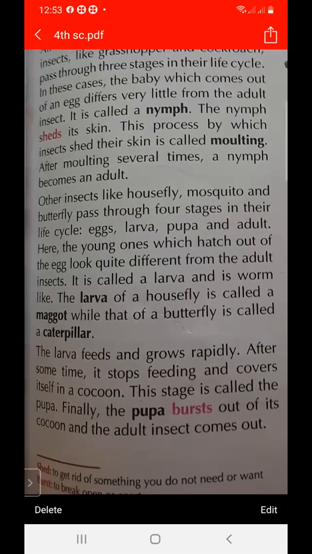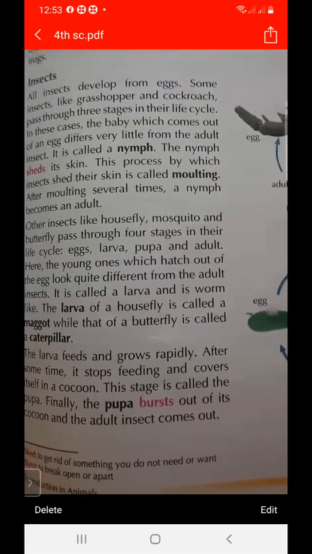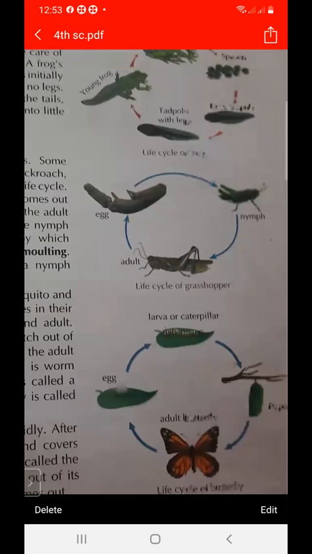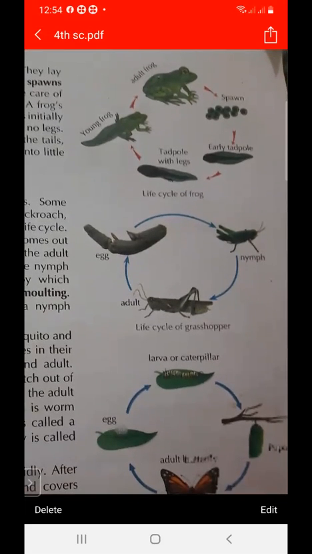So you have to remember these terms. What do you mean by molting? What do you mean by maggot? What do you mean by caterpillar? And what is the life cycle of frog? And what is the life cycle of grasshopper? And what is the life cycle of butterfly? So you have to remember all three life cycles.